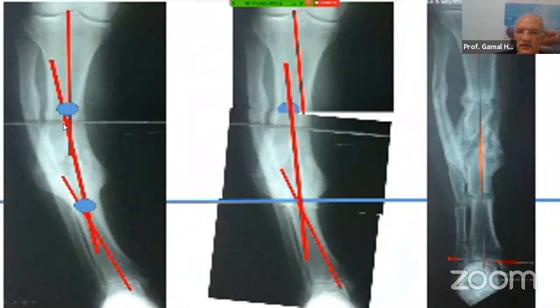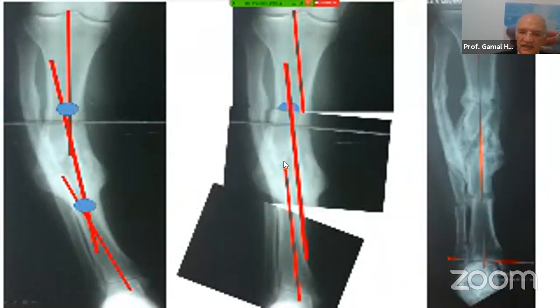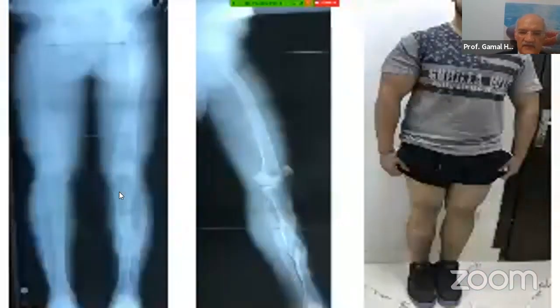So if you use 2 osteotomies, you can correct the deformities by 2 osteotomies. One osteotomy and two osteotomies. And two open wedges like this patient. See after the operation.